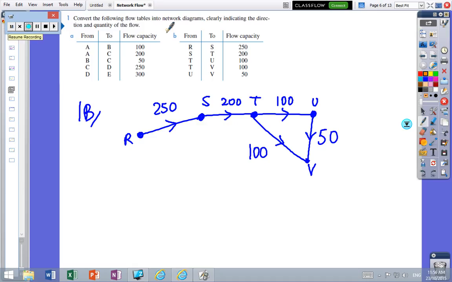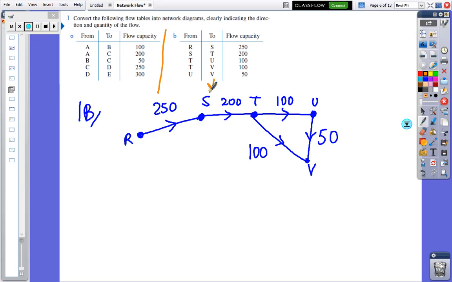Okay, and you should have had a go, and the answer to B is down here. It doesn't matter if it's not quite the same in terms of the lines, but we've got R to S, 250, S to T is 200, T to U is 150, but T also goes to V of 100, and then U delivers to V 50. So you need to have a diagram, something like that. And you'll be getting some more practice on that later on.